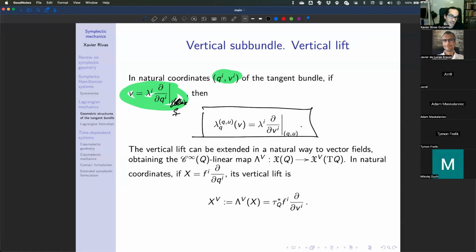And of course, this vertical lift can be extended to vector fields. So from a vector field on Q, we can lift it to a vertical vector field on TQ, okay? In such a way that if this is a local vector field on Q, its vertical lift, the image with this lambda v, we will denote it just by xv, is this thing here. And this, as you can see, is a vertical vector field on TQ.